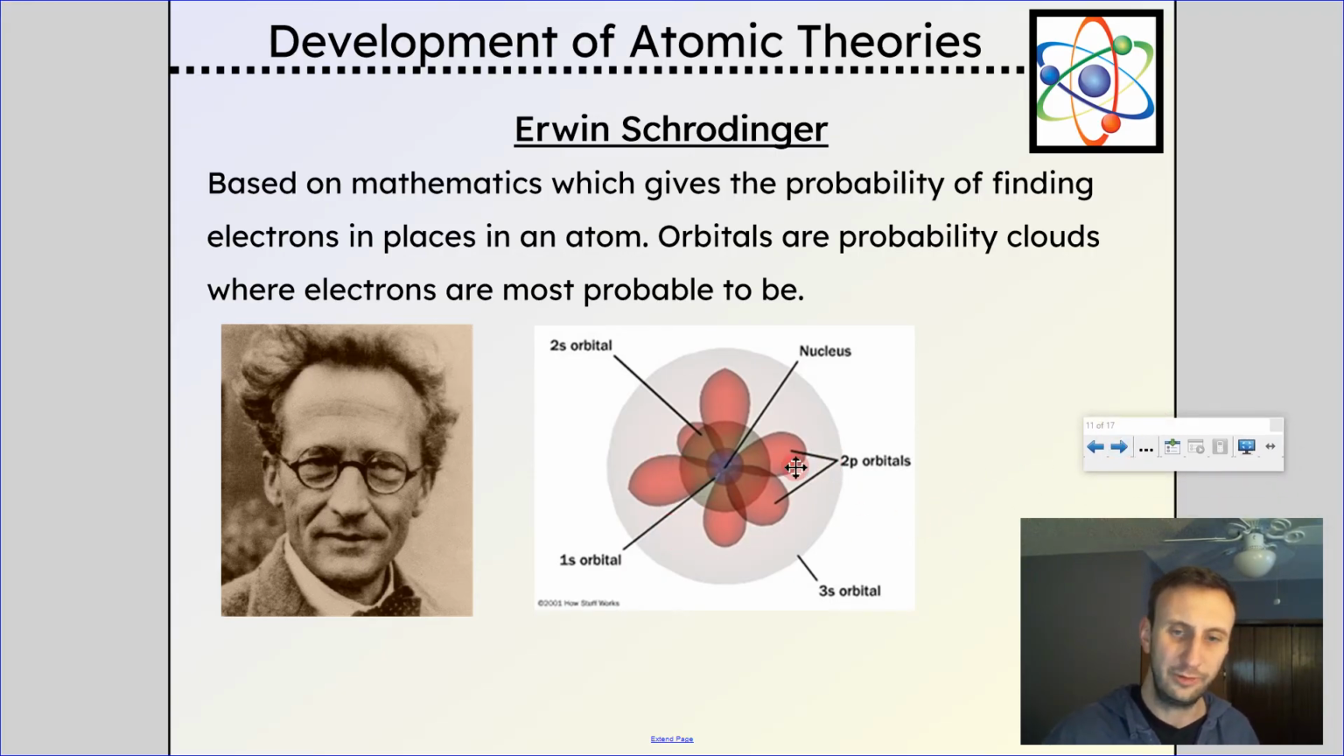So these orbitals are where electrons are 90% probable to be. And they have different energy levels, which is the number in front, and then different shapes. S is a circle, P's are like these dumbbell shapes. You don't have to know that. That doesn't matter. All you need to know is that Edwin Schrodinger gave us the quantum model, which is all about electrons being where they're most probable to be in these probability clouds.